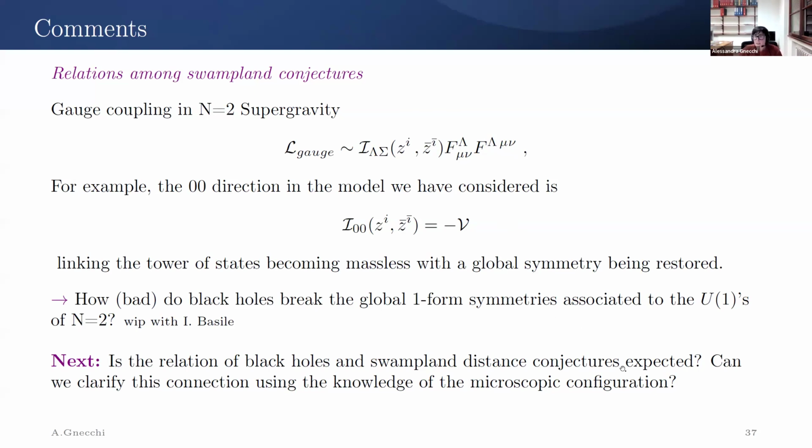I left some additional part, but it's very technical. So since I'm already 1 hour in, I could skip it. Let me just say that the punchline of it is that I'm finding this relation with swampland conjectures.